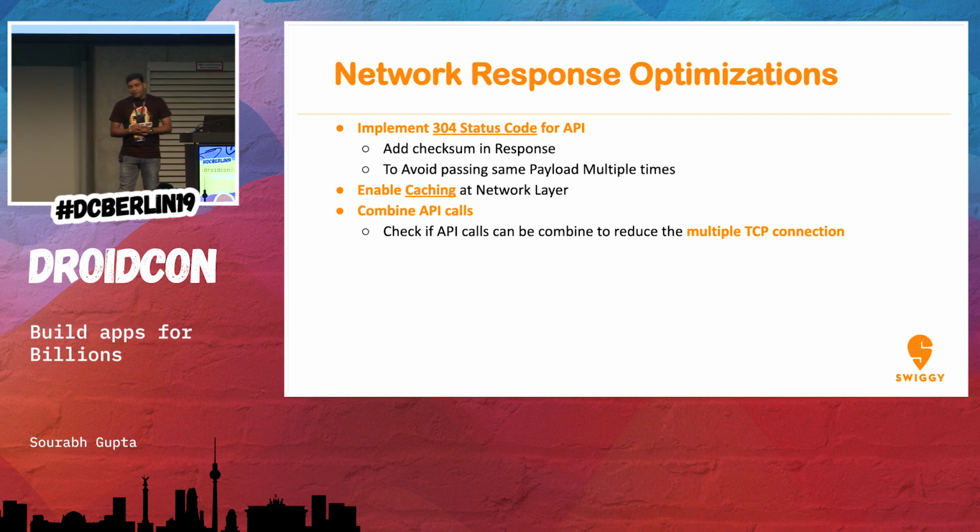We have enabled caching at the network layer. You can enable that caching at the network layer if you are not using DB layer caching. Retrofit provides it, and you can enable it for like 2 minutes, 3 minutes, based on the API calls.